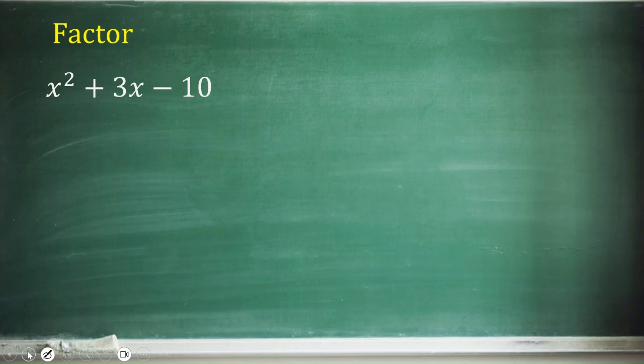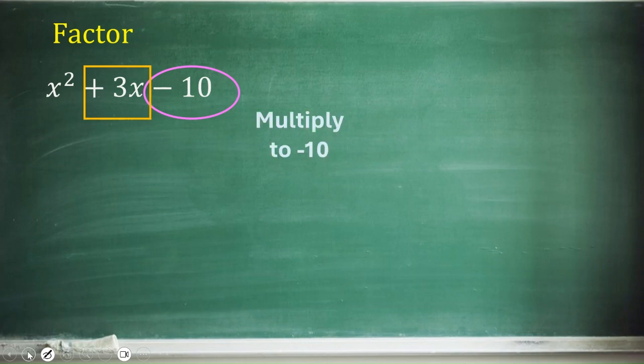Our first task is to figure out two numbers that multiply to negative 10. And those same two numbers have to add to 3. So we're multiplying to negative 10, and those two same numbers have to add to positive 3. So what that means is that we have to think about the factors of 10. Okay, and this is the product of two binomials.